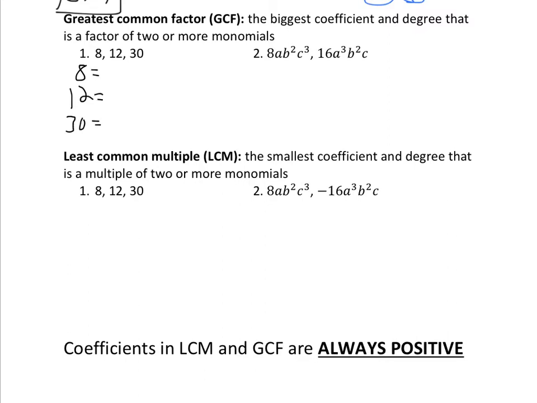Okay, so you should be able to do this, right? The prime factorization of 8 is 2 cubed, the second one is 2 squared times 3, and the last one there is 2 times 3 times 5.